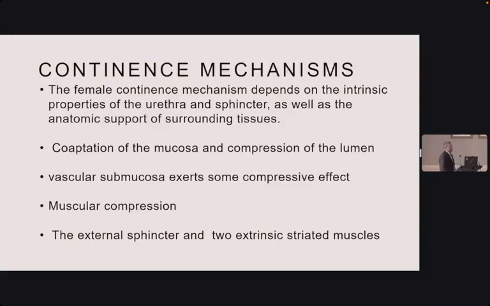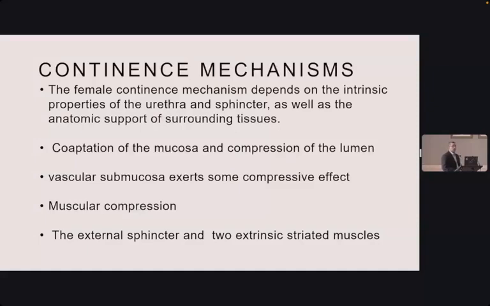Okay, so as I said before, I don't really think we can manage stress urinary incontinence without first looking at the continence mechanisms. For the female, the continence mechanism depends on the intrinsic properties of the urethra. It depends on the sphincter, as well as the anatomic support surrounding these tissues. Coaptation of the mucosa and compression of the lumen can both contribute to sealing or closure of the urethra.